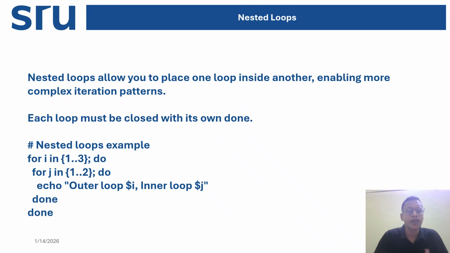So here is a simple example: for I in 1 to 3 and j in 1 to 2. So total I will be executed 3 times and j will be executed 2 times for each and every I. When I is equal to 1, j will be executed 2 times. When I is equal to 2, j will be executed 2 times. When I is 3, j will be executed 2 times. So total the echo statements will be executed 3 into 2, 6 times. So we will get 6 different rows in the output. The output is like outer loop 1 comma inner loop 1, outer loop 1 comma inner loop 2, outer loop 2 comma inner loop 1, outer loop 2 comma inner loop 2, outer loop 3 comma inner loop 1, outer loop 3 comma inner loop 2. So this is the output of this specific example.